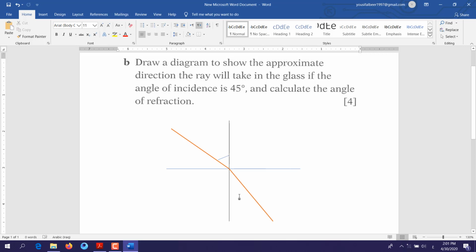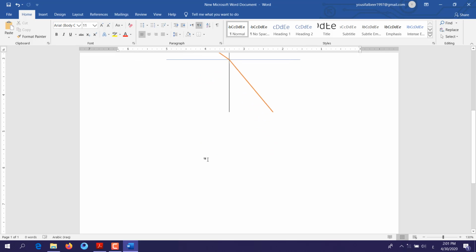But how much will it refract? Here, this is the incident ray, and the angle of it is 45. Then we will draw the normal, and because it's moving from air to glass, the line will bend toward the normal. So now we have finished drawing the diagram. Now what do we need to do? We need to calculate the angle of refraction.